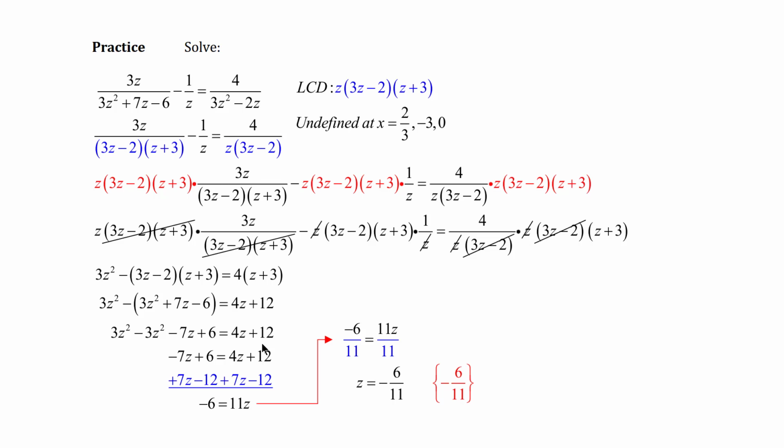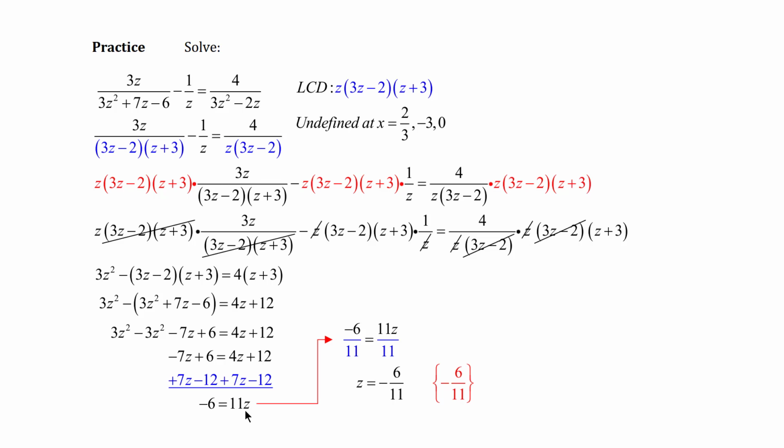Next, we simplify the left-hand side. We have 3z squared minus 3z squared cancels out, and we're left with minus 7z plus 6 equals 4z plus 12. Next, we could do two steps at once. We can add 7z to both sides of the equation and subtract 12 from both sides. The result is negative 6 equals 11z.